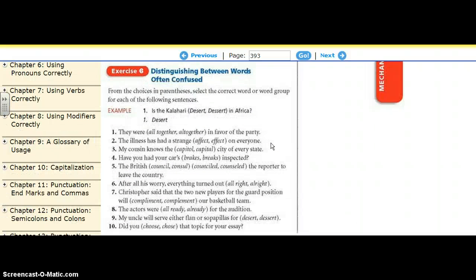So go ahead and do the odds in exercise 6, where you are distinguishing between words that are often confused. From the choices in parentheses, select the correct word or word group for each of the following sentences. So for example, on number 1, they were all together or all together in favor of the party. Which one would that be? You'll put number 1 and which all together. You do not have to write the sentence. You may pause to complete this assignment.